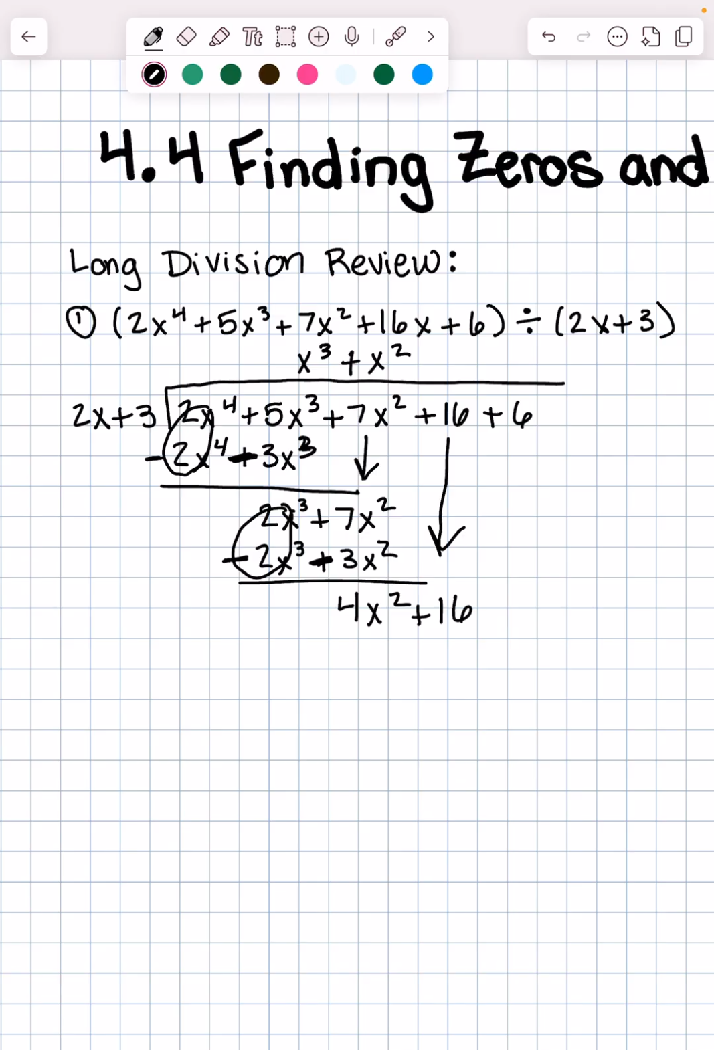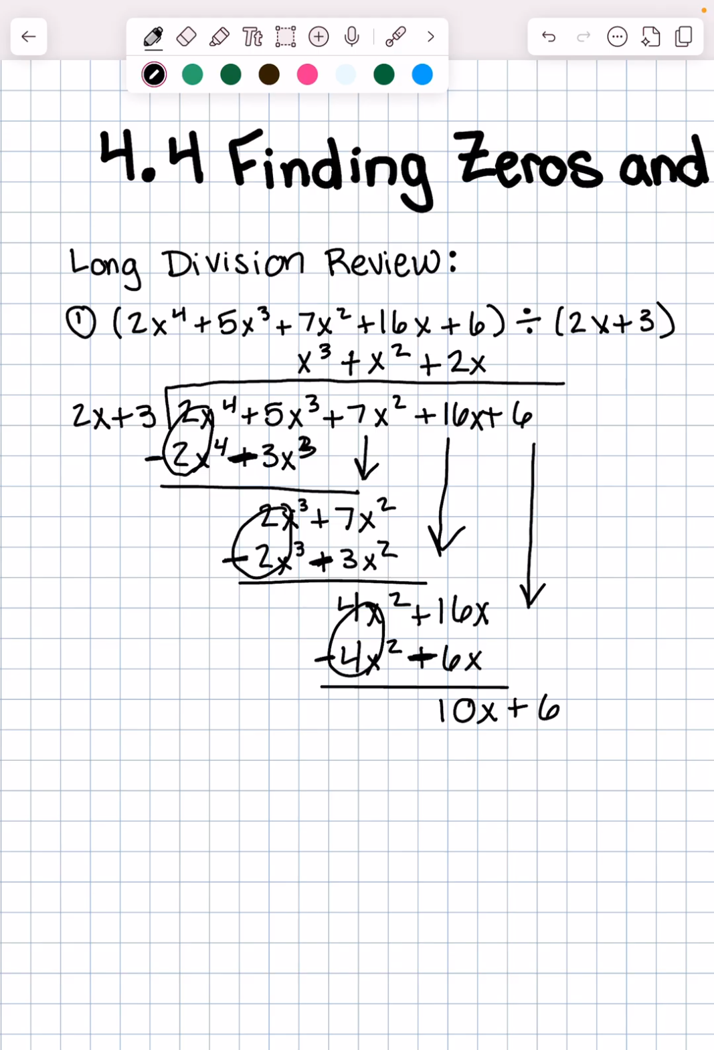What can I multiply by 2x to get 4x squared? That would be positive 2x. And then we multiply 2x times 2x, 4x squared, 2x times 3. Oh, I'm sorry, this should have an x. I'm just making mistakes left and right. Okay, there we go. That looks better. 2x times 3 is plus 6x. And then again, we're subtracting this, so we're changing the signs. So that's 0, and then 16x minus 6x is 10x. And then I drop down the 6.